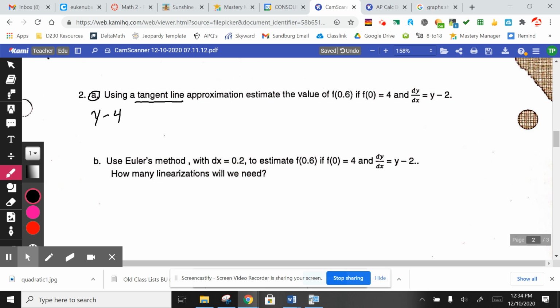So we're going to do y minus 4, because that's the y coordinate of our point. Our slope we'd have to calculate real quick, but it's pretty simple. It's the y coordinate minus 2. Our y coordinate is 4, so we would get a slope of 2, and then our x coordinate is a 0. So that's our line tangent. If we solve this for y, we get y equals 2x plus 4. So from there, go ahead and evaluate the line value at 0.6.